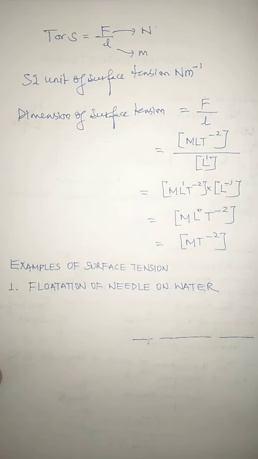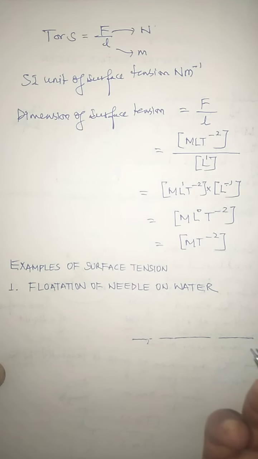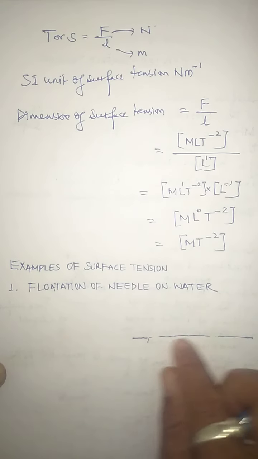Now the question arises: why does the needle float although the density of the needle is greater than the density of water? Because we have learned in class 9 Archimedes' principle that a body sinks in water when its density is more than the density of water. But even in this case, a very thin needle, whose density is more than the density of water, still floats on the water. Why does it happen?